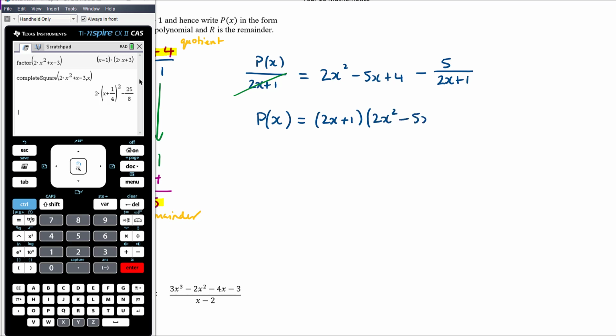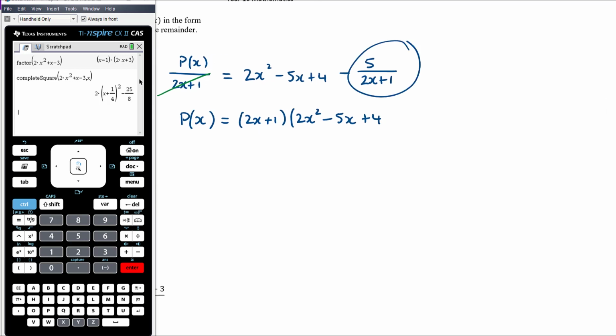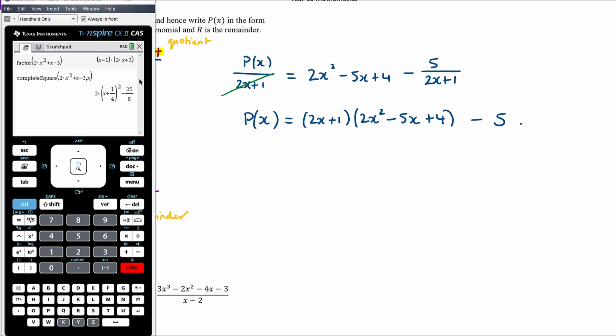2x squared minus 5x plus 4. And then when we multiply this by 2x plus 1, we're just going to get minus 5. And so there we have done what the question said, which was to write p of x as 2x plus 1 times q of x, where q is a polynomial, it's a quadratic, plus the remainder, where the remainder is negative 5, so minus 5.